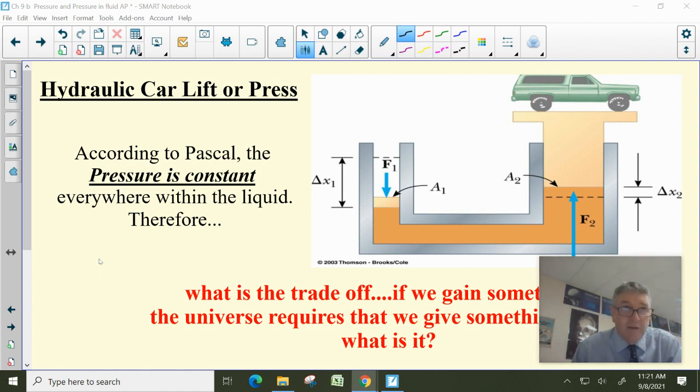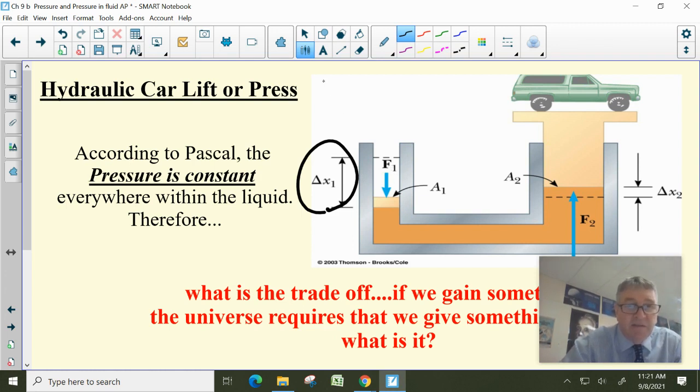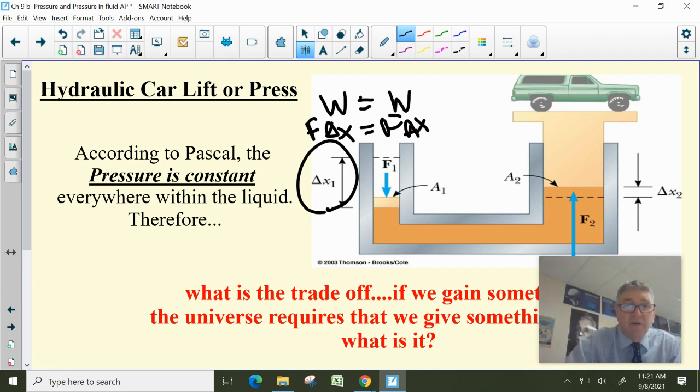When I do work, I give something energy. So when I do work, when I apply a force over a distance, so here's my force being applied over some distance. Well, the product of these things, the work being done, has to be conserved. The work in and the work out has to be the same. So the force times the displacement equals the force times the displacement, delta x.